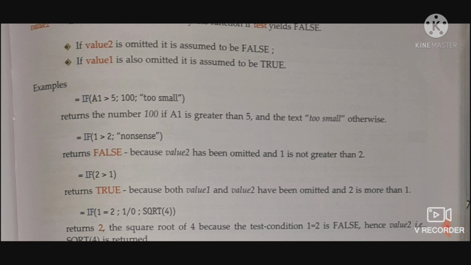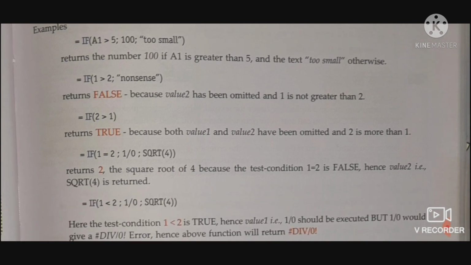Now see the second one, IF(1>2; "nonsense"). In this, the second value is not given, so it will return false. Why? Because 1 is not greater than 2. Now check the next one, IF(2>1). In this case both the values are not given, so it will return true because 2 is greater than 1.